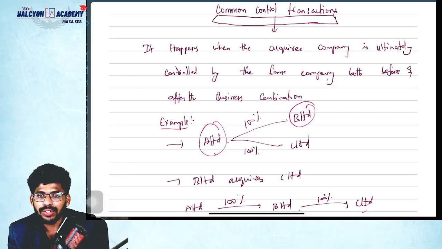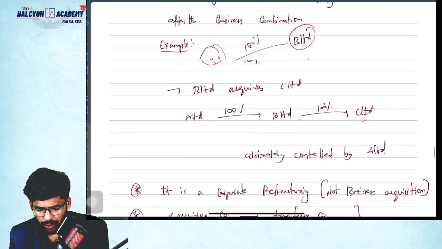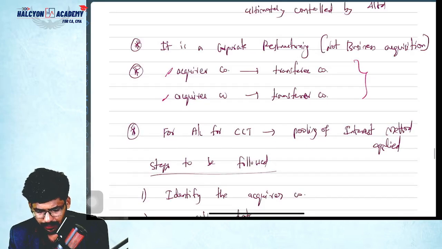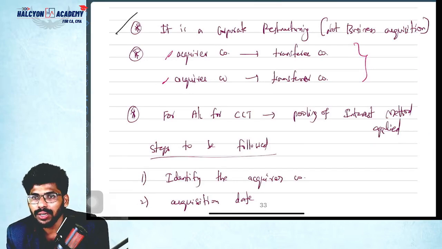Before and after acquisition, control lies with the same party. If the control lies with the same party before and after acquisition, then it is called a common control transaction. Correct or not? It's a basic thing only. For MCQ purpose, please remember this: it is a corporate restructuring. It is not a business acquisition.